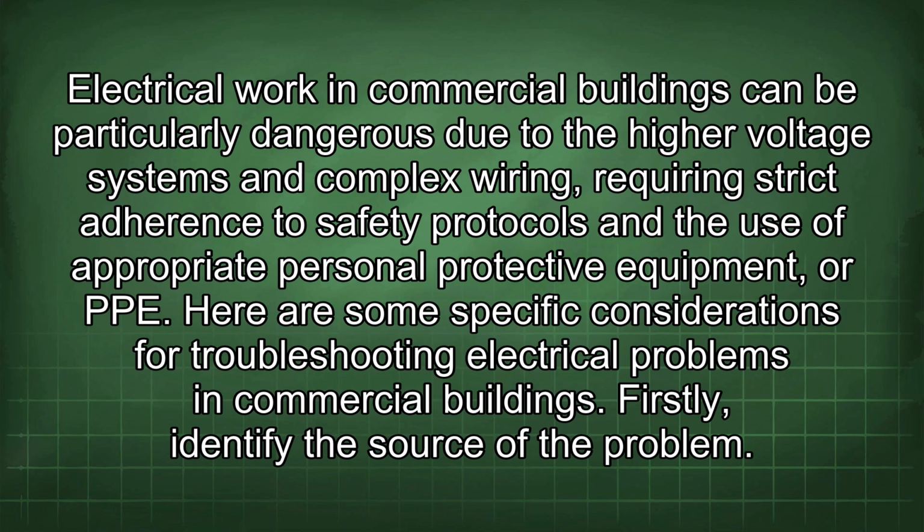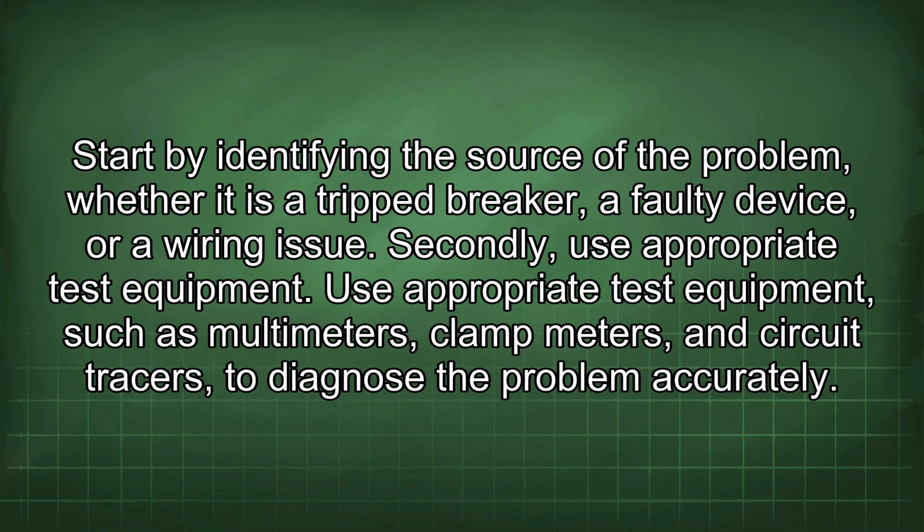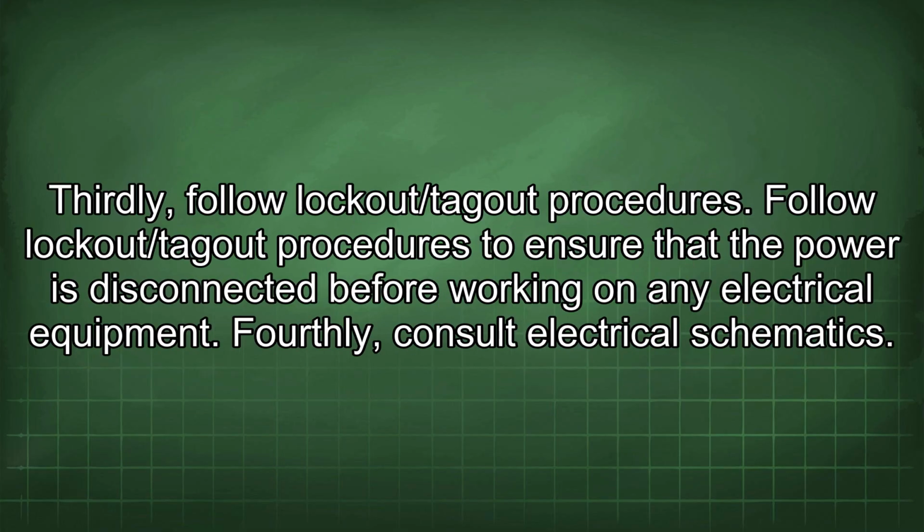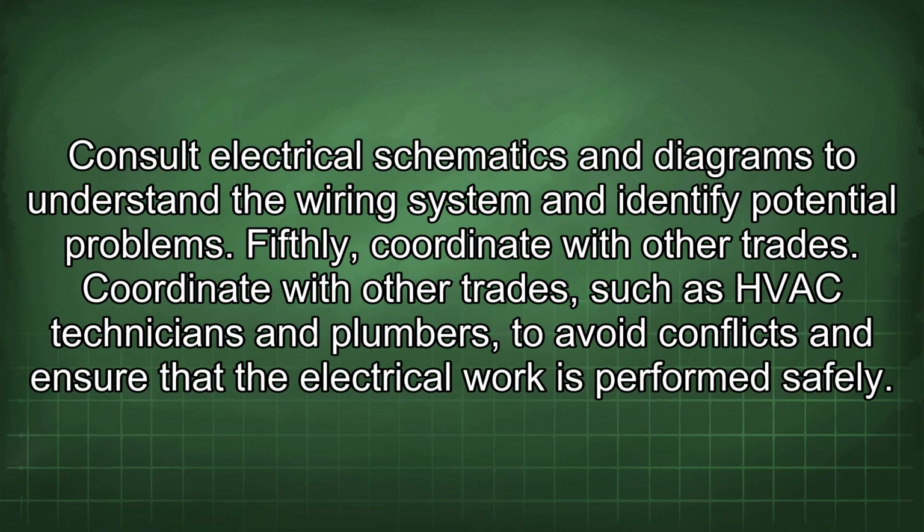Firstly, identify the source of the problem. Start by identifying the source of the problem, whether it is a tripped breaker, a faulty device, or a wiring issue. Secondly, use appropriate test equipment. Use appropriate test equipment such as multimeters, clamp meters, and circuit tracers to diagnose the problem accurately. Thirdly, follow lockout/tagout procedures. Follow lockout/tagout procedures to ensure that the power is disconnected before working on any electrical equipment. Fourthly, consult electrical schematics. Consult electrical schematics and diagrams to understand the wiring system and identify potential problems.